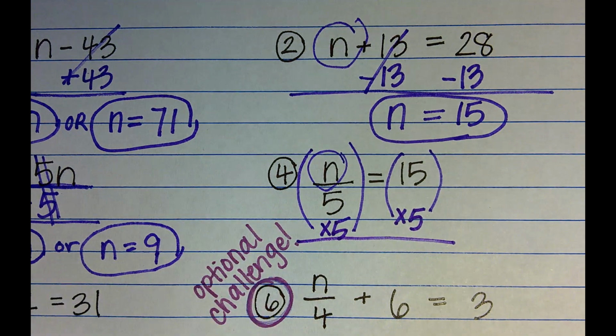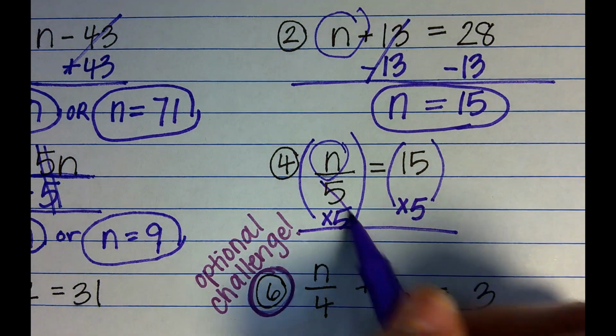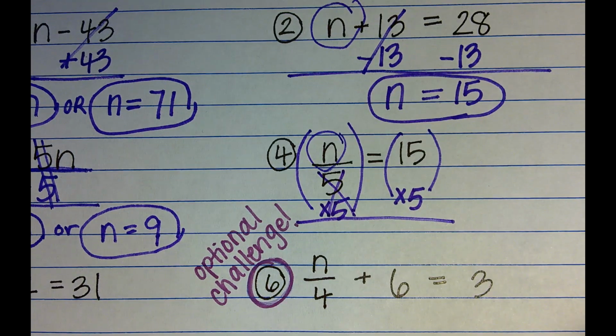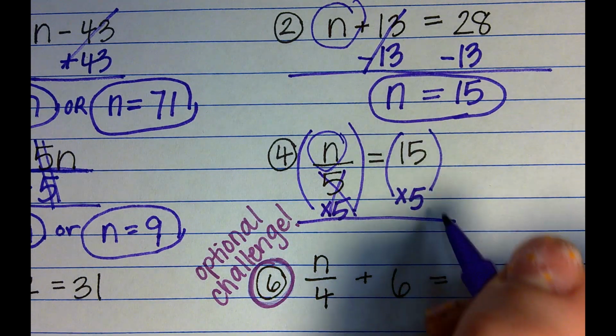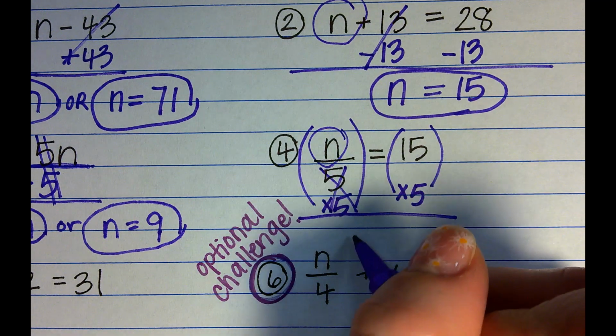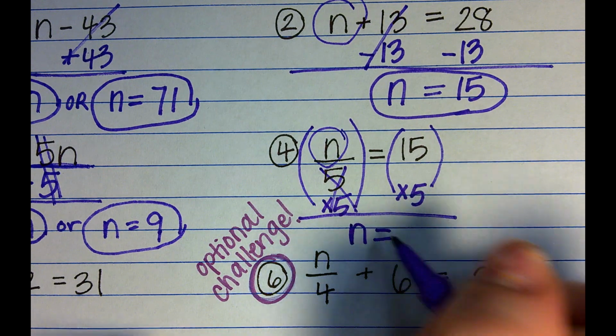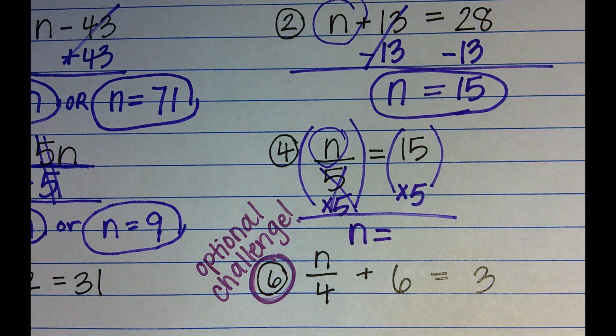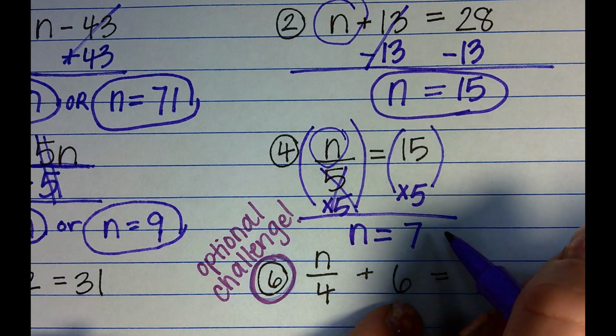Now, these two, 5 and 5, cancel each other. Yep, the 5s will cancel. And then you'll get 75. So I'm going to bring down my n, my equals, and then 15 times 5. I think it is 75, but I'm going to double check because I'm bad at mental math. 15 times 5. It is. Good deal. 75.